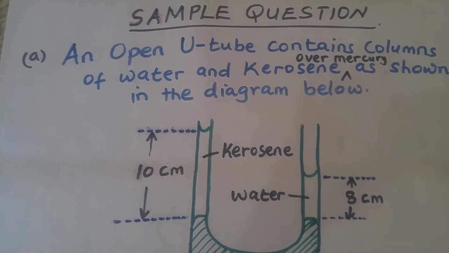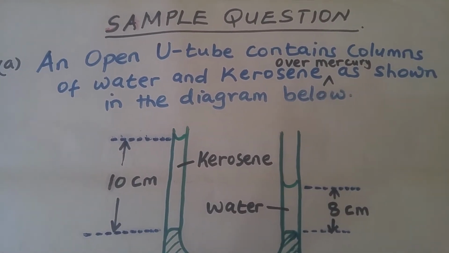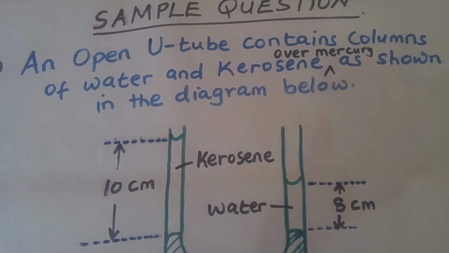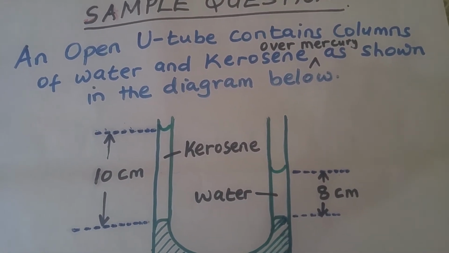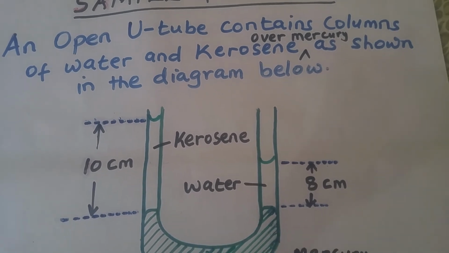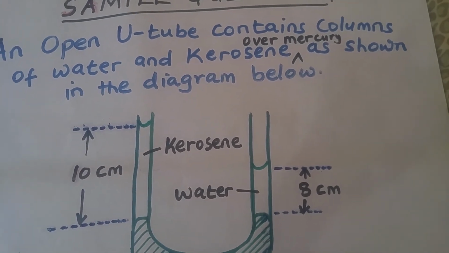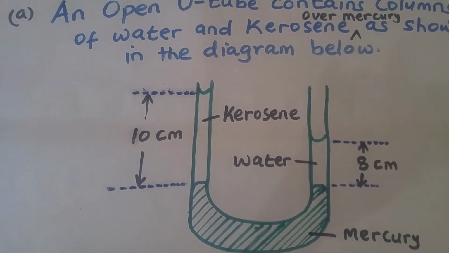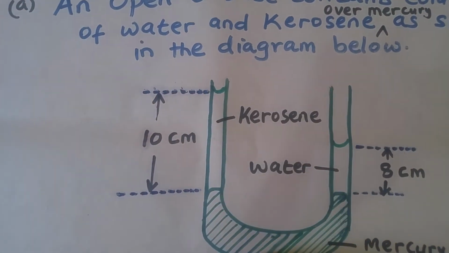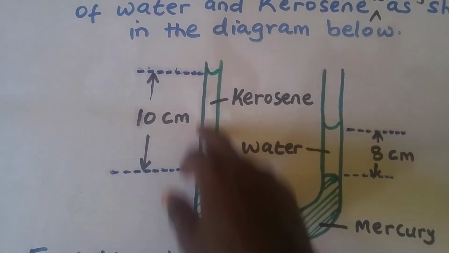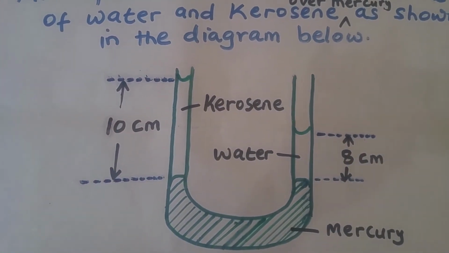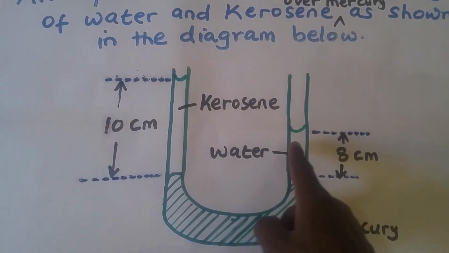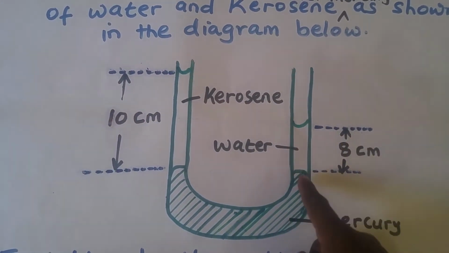Let's look at another example. This one says, an open U tube contains columns of water and kerosene over mercury as shown in the diagram below. So this diagram looks like a U. You see, this is how you write U. So it is a U tube, and it contains how many liquids? 3. There is a kerosene, that is a paraffin. There is a water, and then there is mercury.